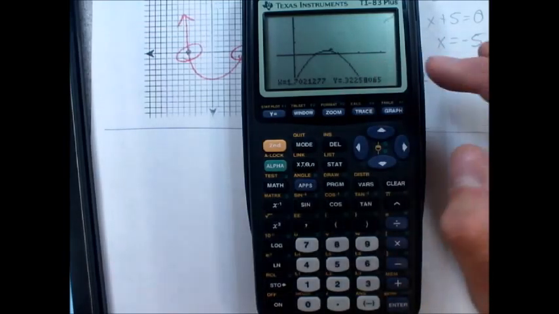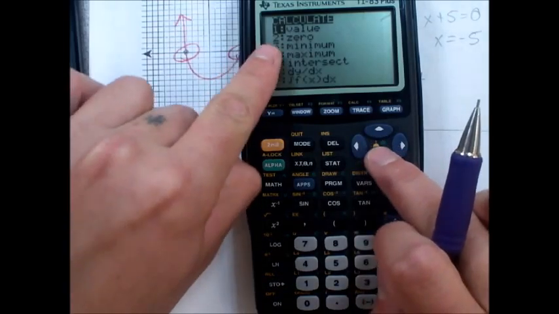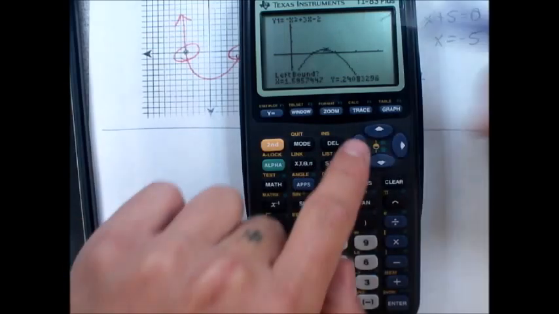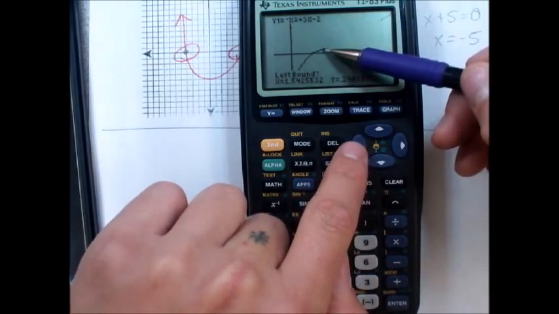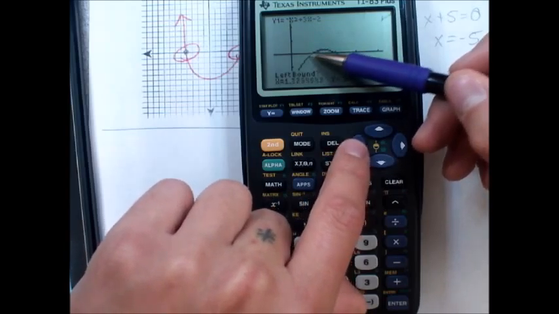Okay, once you get to that point, we're going to go calc again. We're going to look for a zero. That'll be the second one down. It says left bound. When it's talking left bound, it's not talking left of the vertex. It's talking left of the intersection with the x-axis. So I'm going to look for this one first, the one on the left.